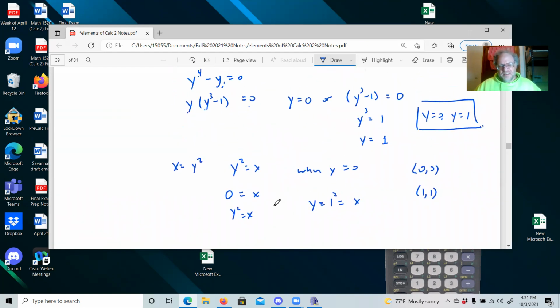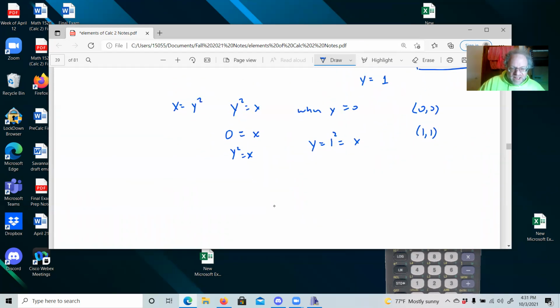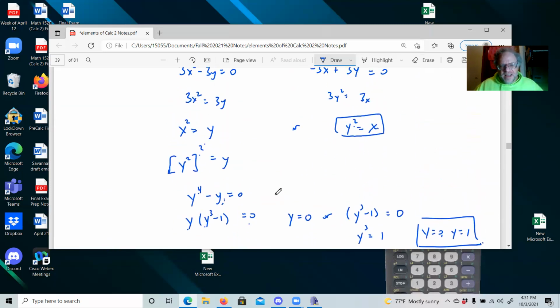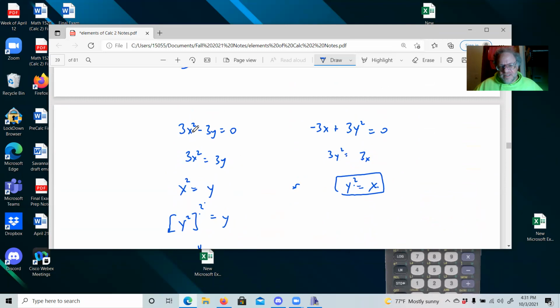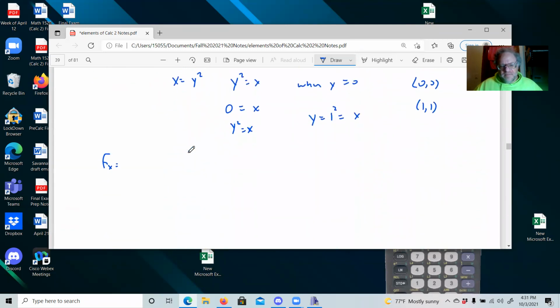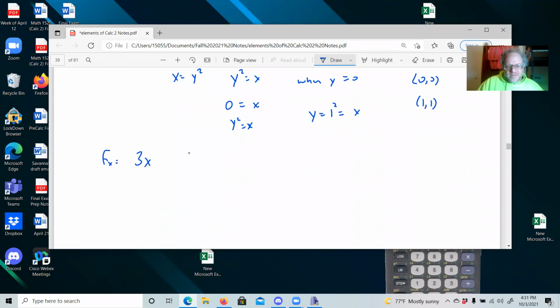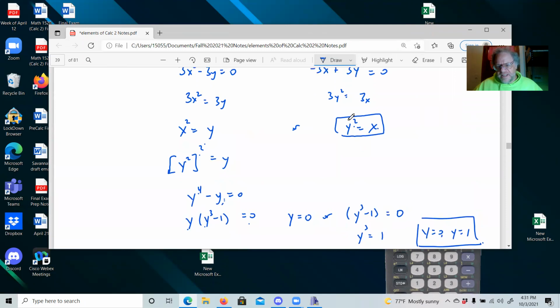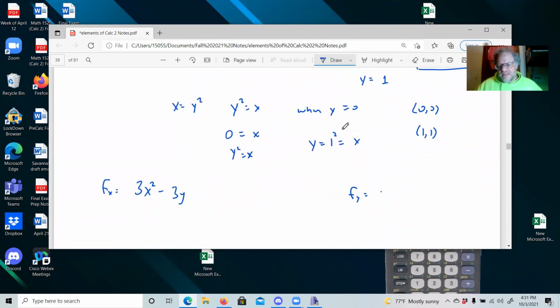All right, so let me go ahead and write down, what is my f_x? f_x was, it looks like, 3x squared minus 3y. And f_y was negative 3x plus 3y squared. Okay.